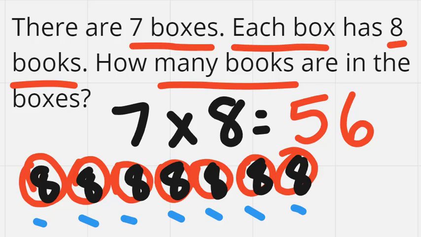In this lesson, we learned how to translate multiplication word problems into a multiplication equation.